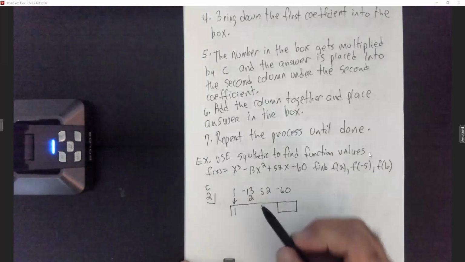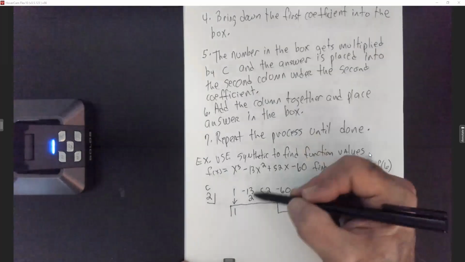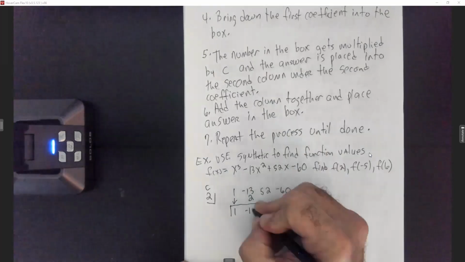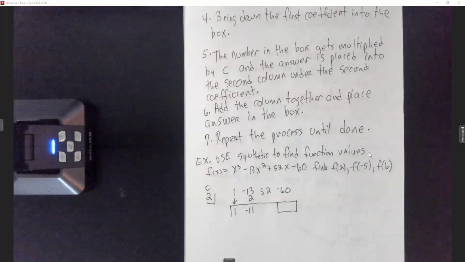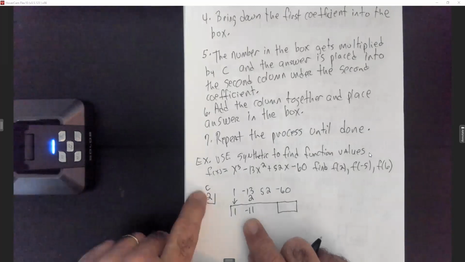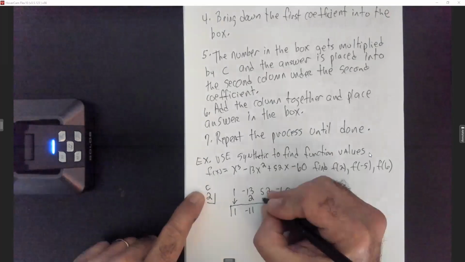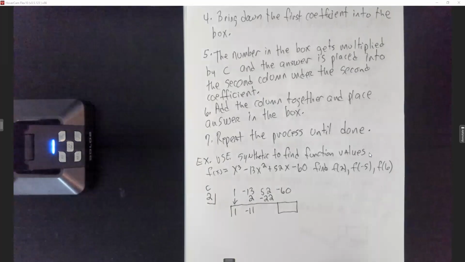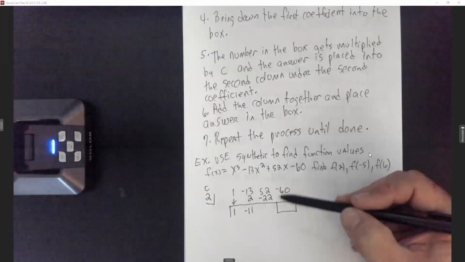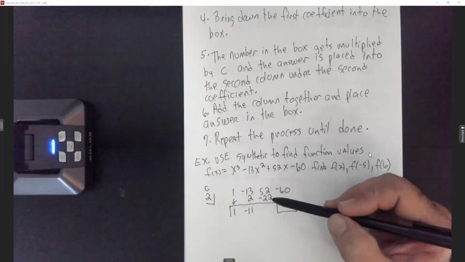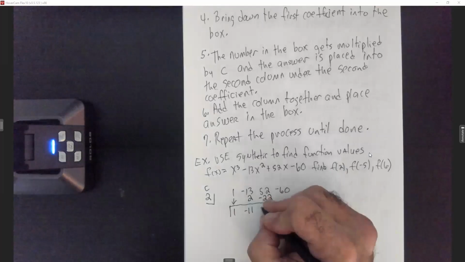Then we said add that column together. So you're going to add that negative 13 and 2 and get me a negative 11. All right, so I got a number in the box, so we're going to repeat the process. That negative 11 multiplies by C, which gives me a negative 22. You've got a column here. To get my next number in the box, I'm going to add that again. So 52 and a negative 22, that's going to give you 30.